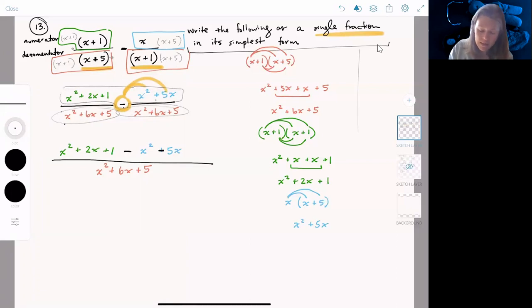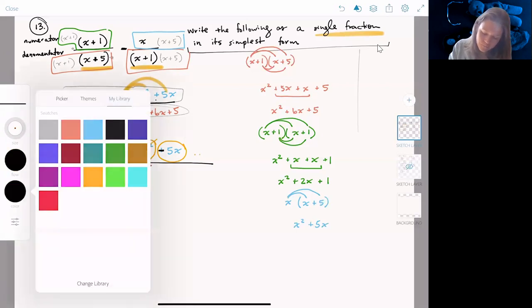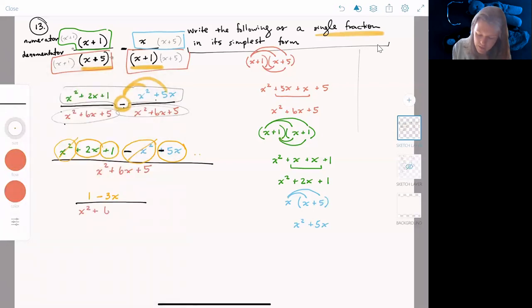Now I can combine my like terms in my numerator. Here I have x squared minus x squared. Those two cancel one another out. Then we have positive 2x minus 5x. That's going to give me a negative 3x. And then I have just a plus 1 and then nothing else to add it to. So I'm going to put that 1 out in front here. And then we put that over our denominator again.